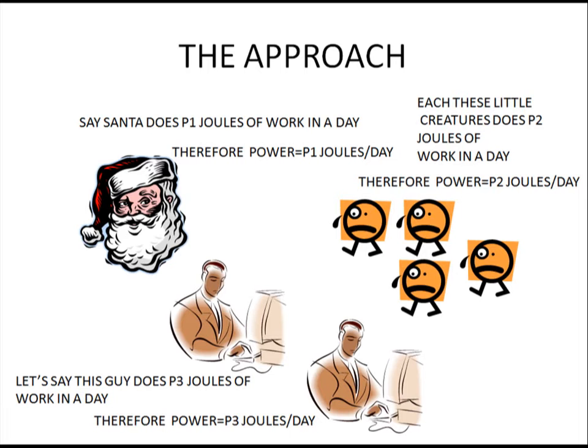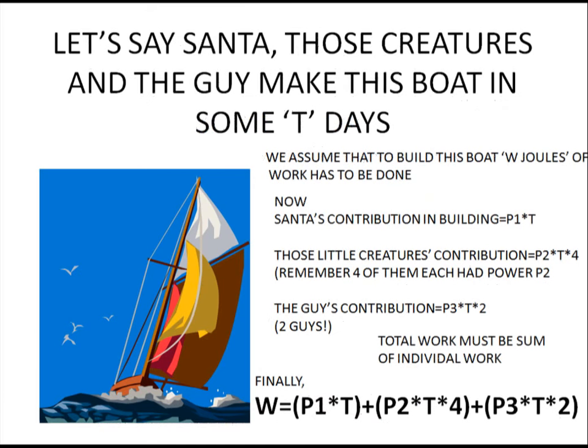So just like we saw in the case of the space shuttle, say Santa does P1 joules of work in one day, so his power will be P1 joules per day. And similarly for these little creatures who have the power of P2 joules per day. That means if they work for 10 days, they will do 10 times P2 joules of work. And say if this guy does 3 joules of work in a day, his power would be 3 joules per day.